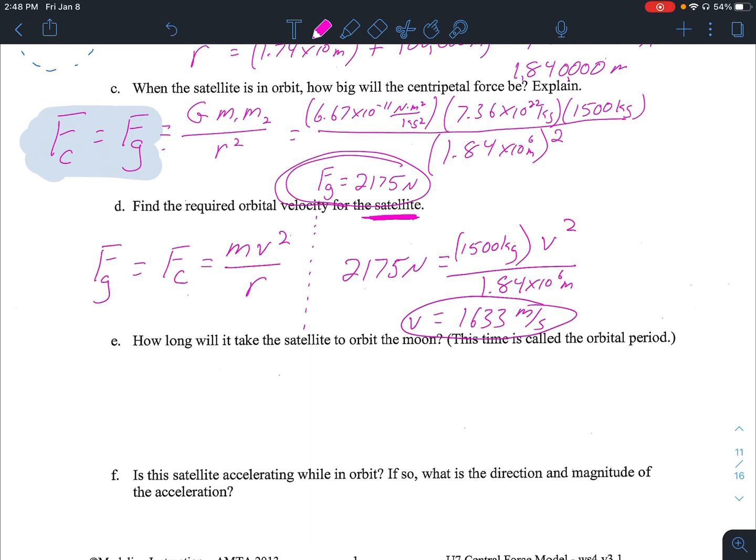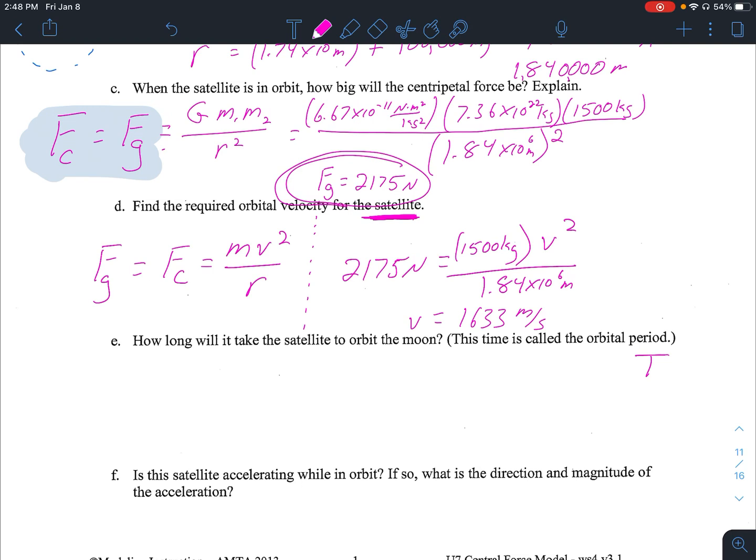Part E: how long will it take the satellite to orbit the moon? This time is called an orbital period. Period is not abbreviated with a P, capital or lowercase, because those are already taken. Orbital period is technically the time it takes to orbit. It's a time, but different from our regular time. When we're looking at the period of an oscillation or rotation, we use capital T. It is a type of time, but a specific time for something to happen.